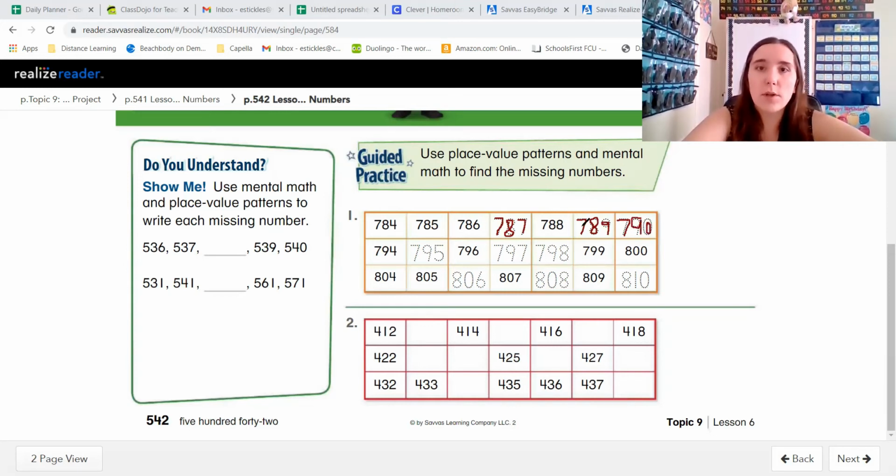Now that I have my first row done, I could do a couple different things to help me figure out the rest of the numbers. I could go down to 794 and start counting by ones across the row. There's nothing wrong with that.